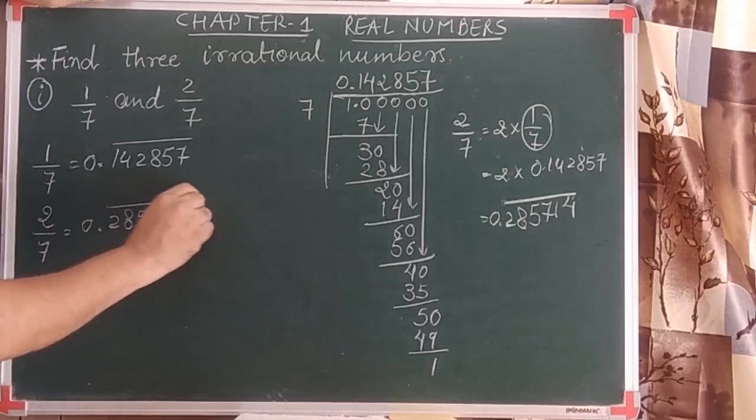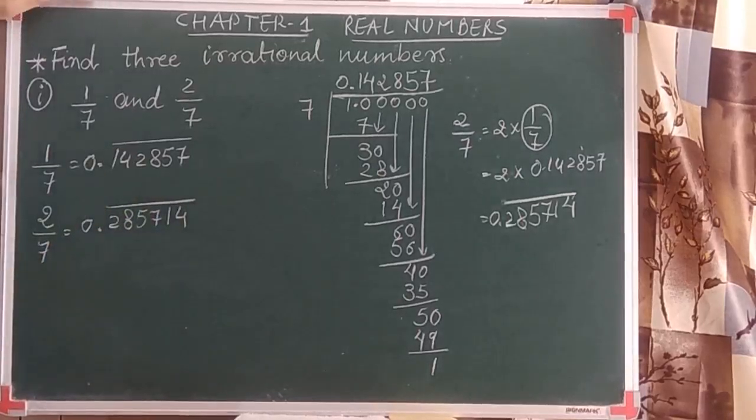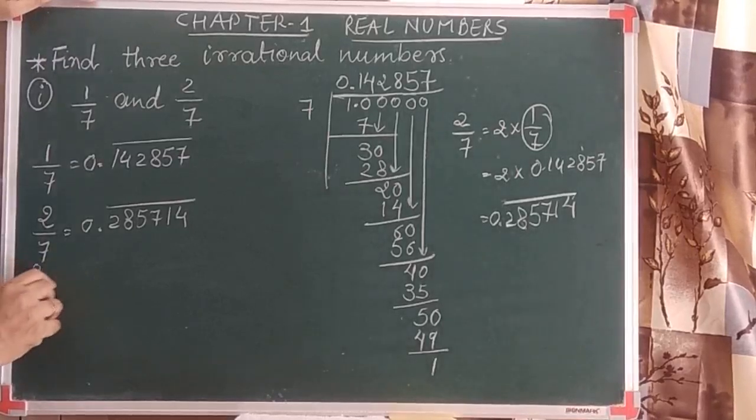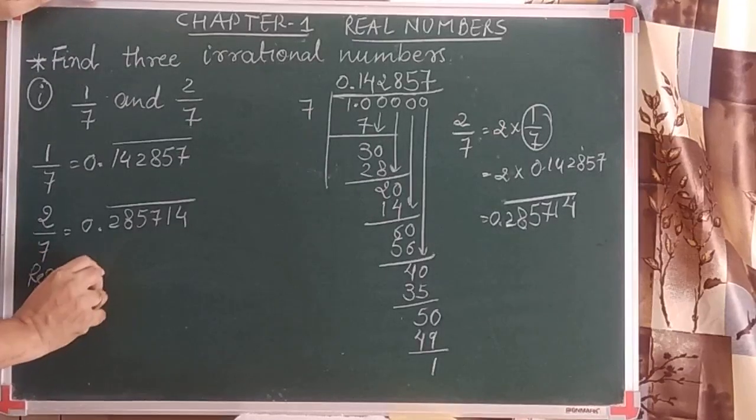So 2 by 7 is 0.285714. Now what do we have to find out? We have to find out the required irrational numbers. There are infinitely many irrational numbers. So let's find the required numbers.